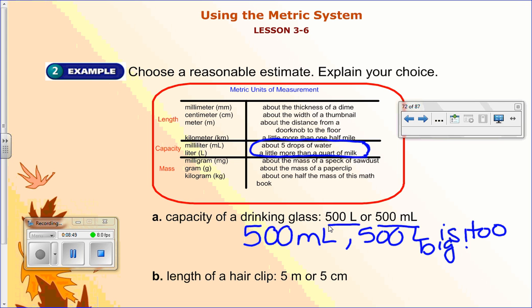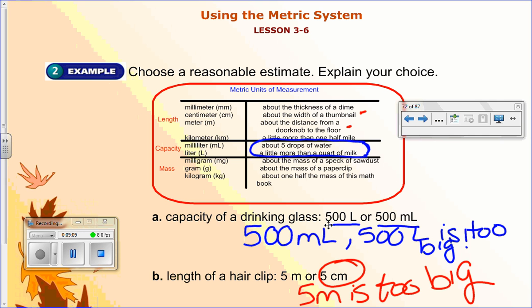Well, if you look at meter versus centimeter, if you have 5 meters, that would mean 5 lengths from the doorknob to the floor. That's obviously way too big. So it's 5 centimeters. All right, and again, 5 meters is too big, or however you choose to explain it. That's fine. There we go.